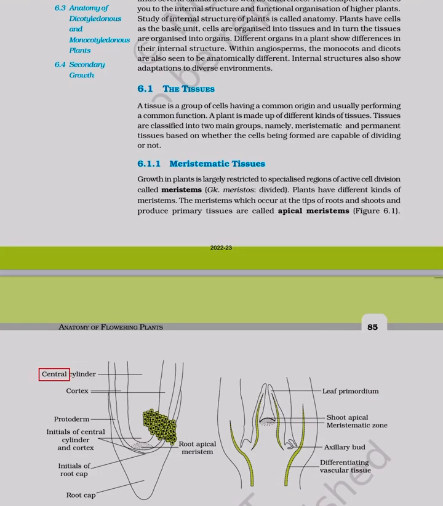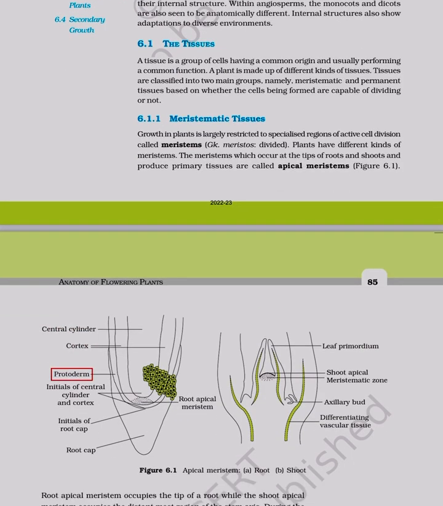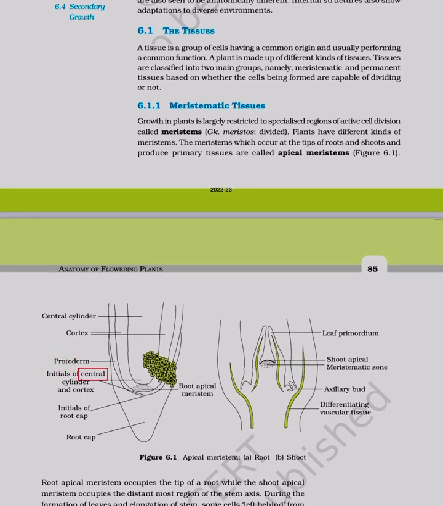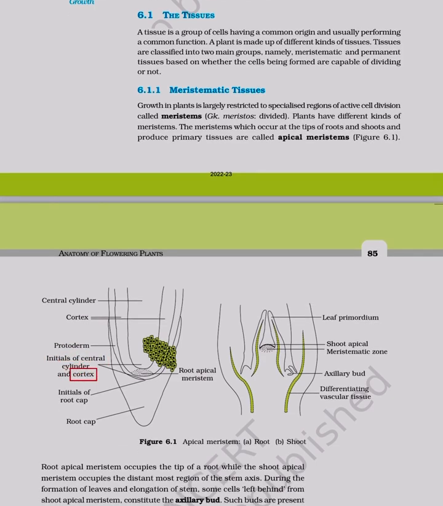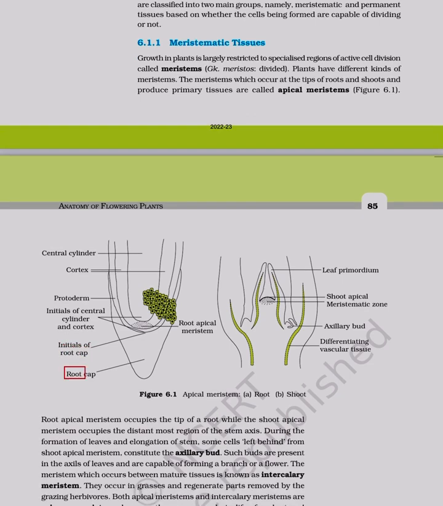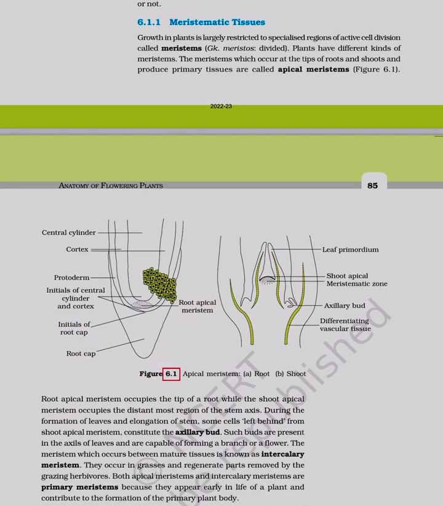Central cylinder, cortex, protoderm. Initials of central cylinder and cortex. Initials of root cap. Root cap. Root apical meristem. Figure 6.1 Apical meristem: A, root; B, shoot. Leaf primordium. Shoot apical meristematic zone. Axillary bud. Differentiating vascular tissue.